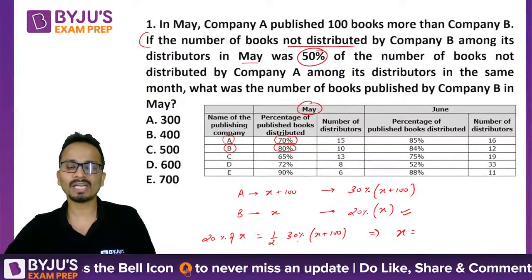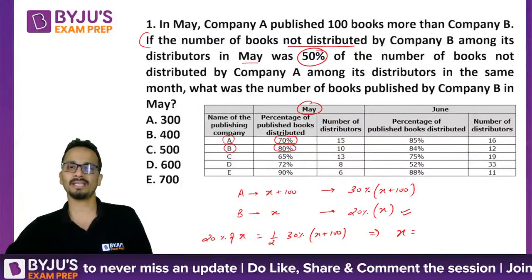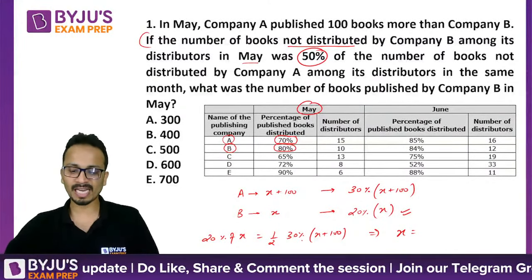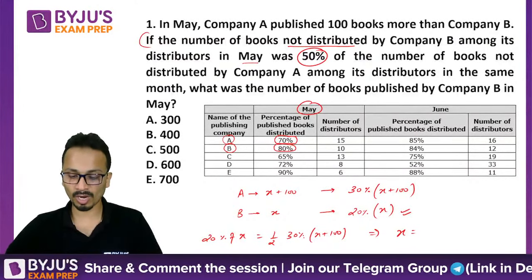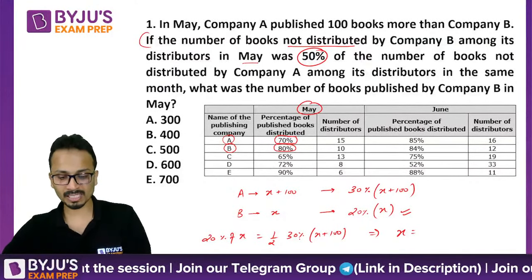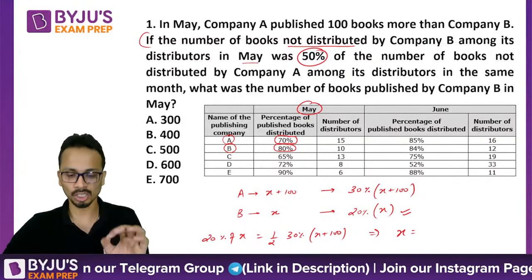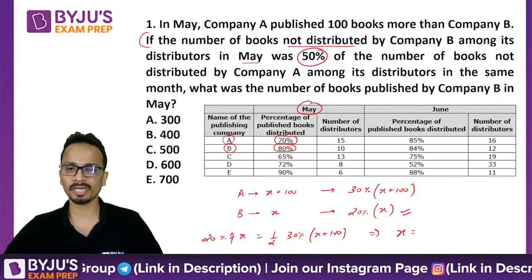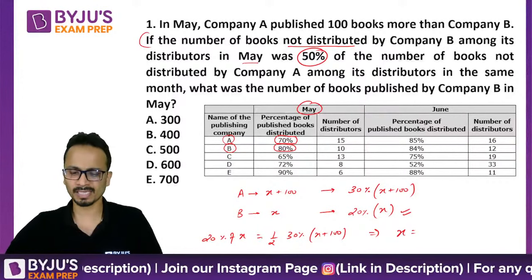anybody can tell me what is the value of X that you are getting? Come on. What is the value of X that you are getting? So a lot of you are saying 400 as the answer. Rishabh has just mentioned the answer as option A, which is 300. Okay, so I'll solve for X in this case.